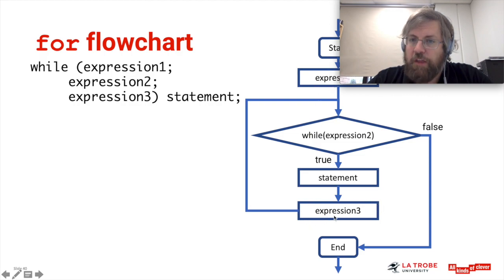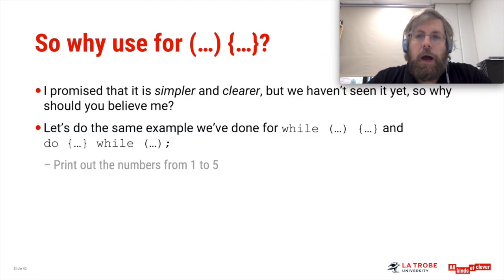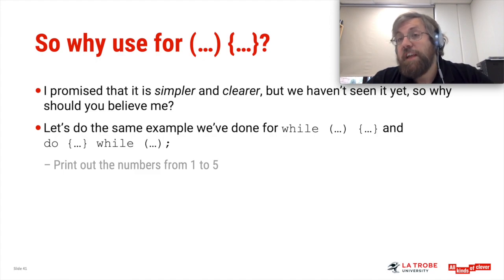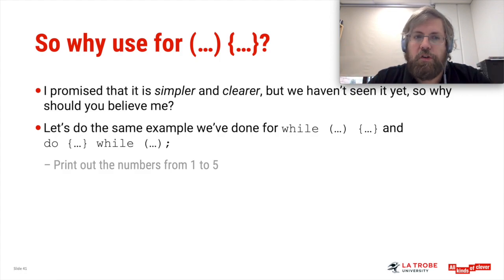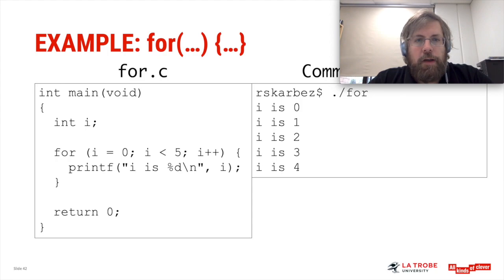I promised that it would be simpler and clearer, but we haven't seen it yet. So why should you believe me that it's true? Because I'm going to show you. We're going to see an example in just a minute. We're going to do the same example we did for while and do while, where we print out the numbers from 0 to 1 to 5, or from 0 to 4, really. Right? So here we have int i, for i equals 0, semicolon, i is less than 5, semicolon, i plus plus, printf, i is %d. Okay?